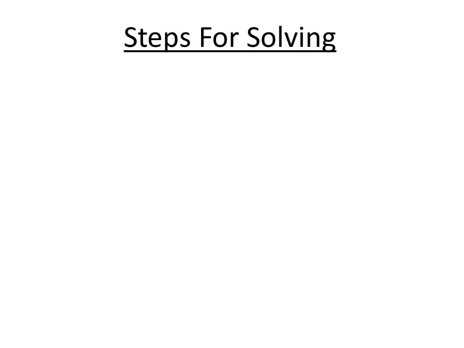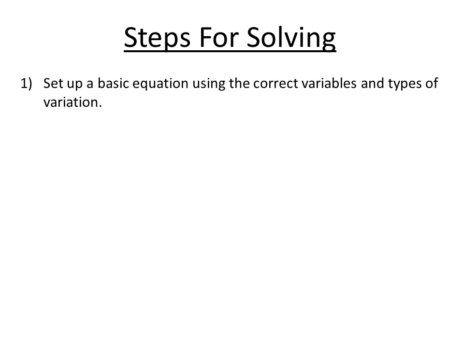So there are a few steps that we need to follow every time we're solving a problem that involves variation. The very first thing we need to do is always just set up a basic equation that uses the correct variables that we were given in the problem and the types of variation, whether it says direct or inverse or joint or a combination of them. We need to set up that first basic equation to use.